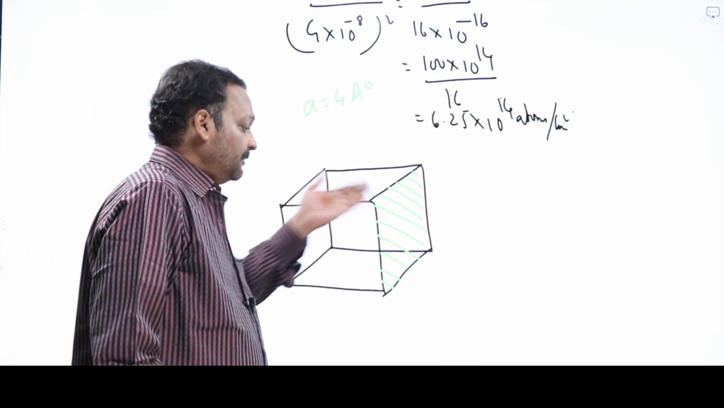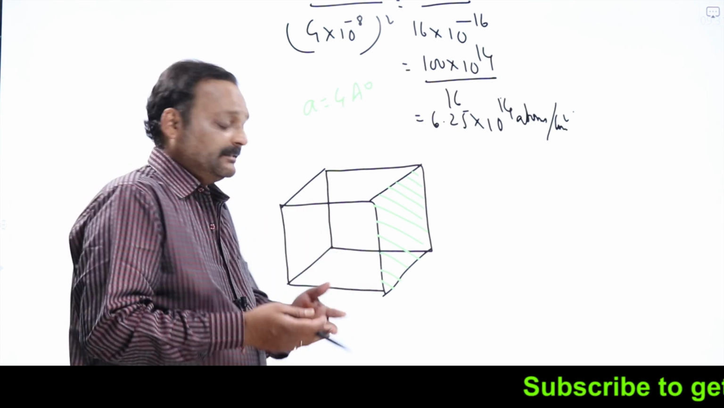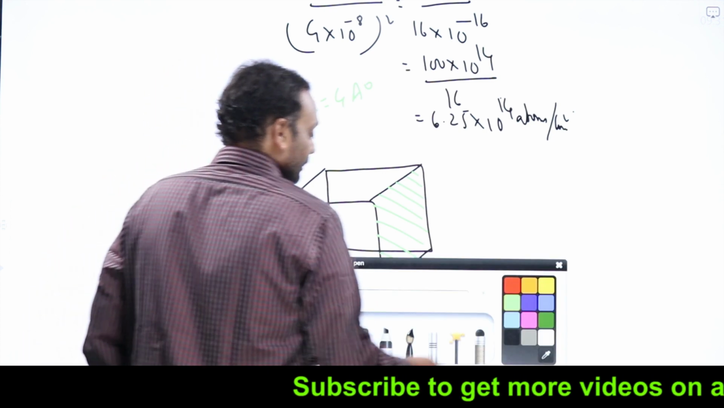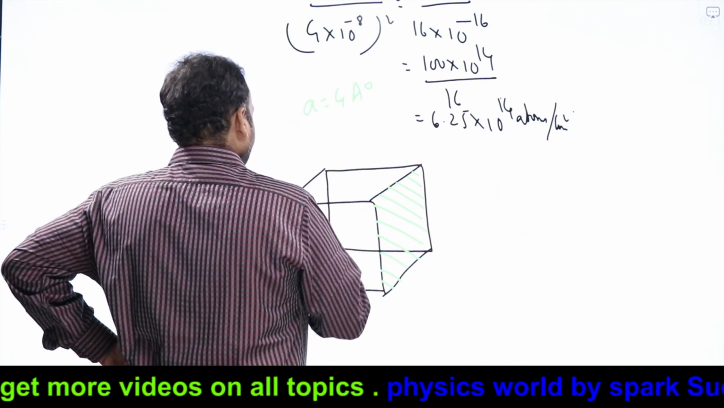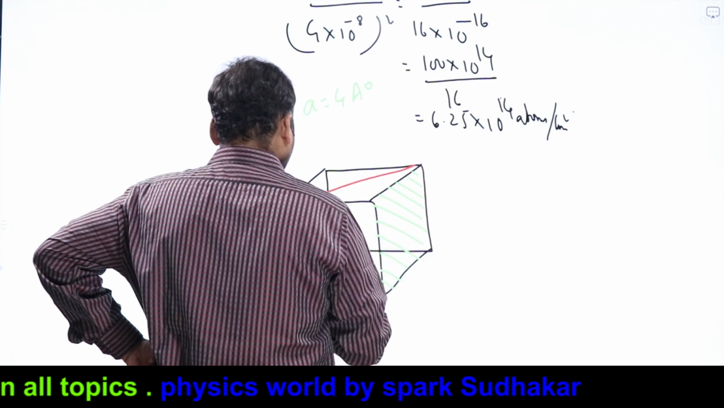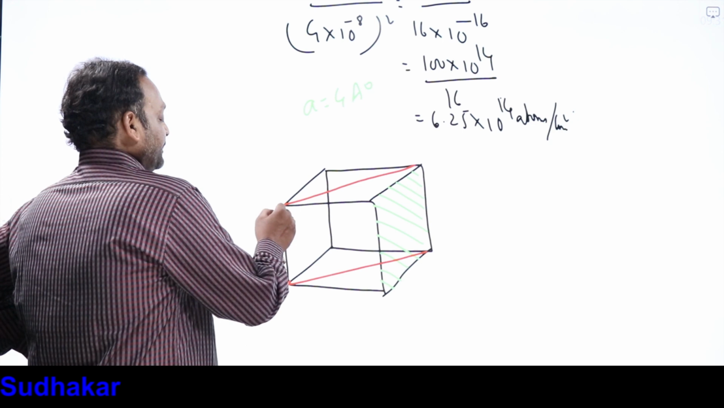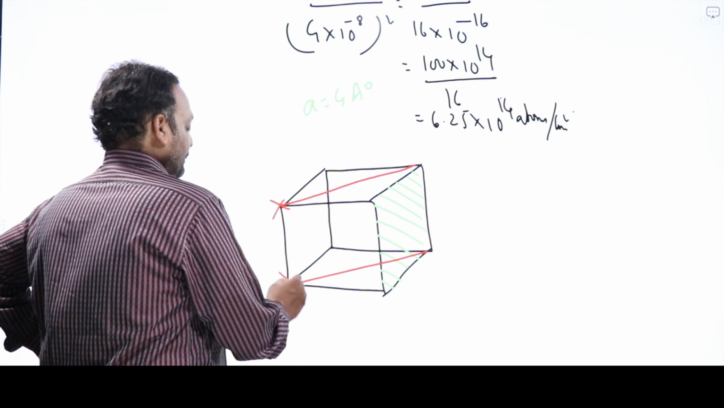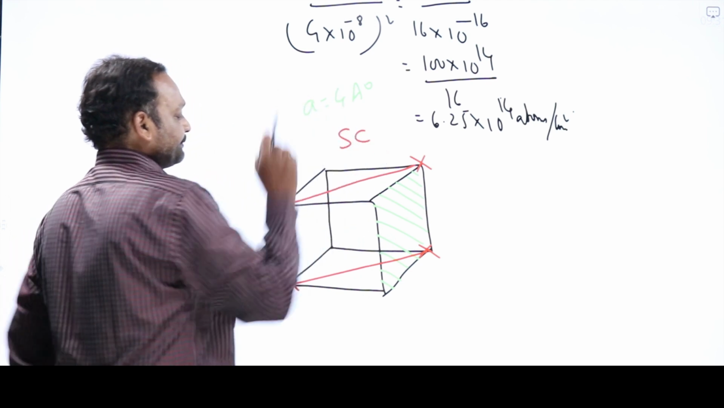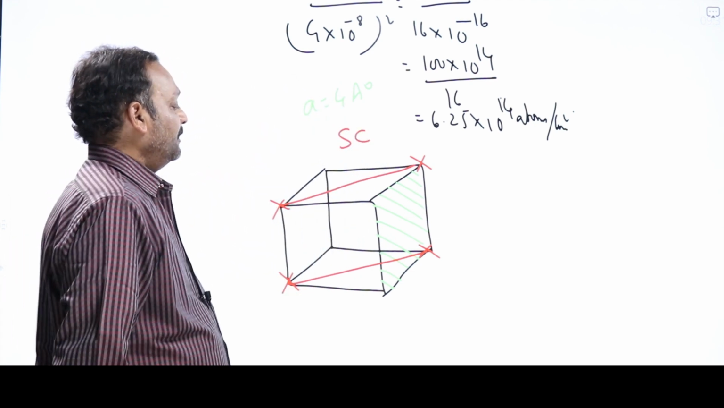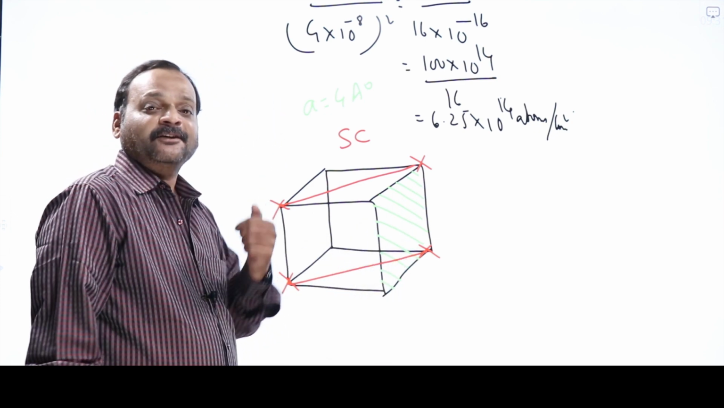Now this is not the only plane present in the cube, right? There are 110 planes, there are 111 planes, like that. What about the 110 plane? The 110 plane is like this. It's a diagonal plane. This plane also contains 1 atom here, 1 atom here, it's a simple cubic in itself. So, what is the area of this diagonal plane?